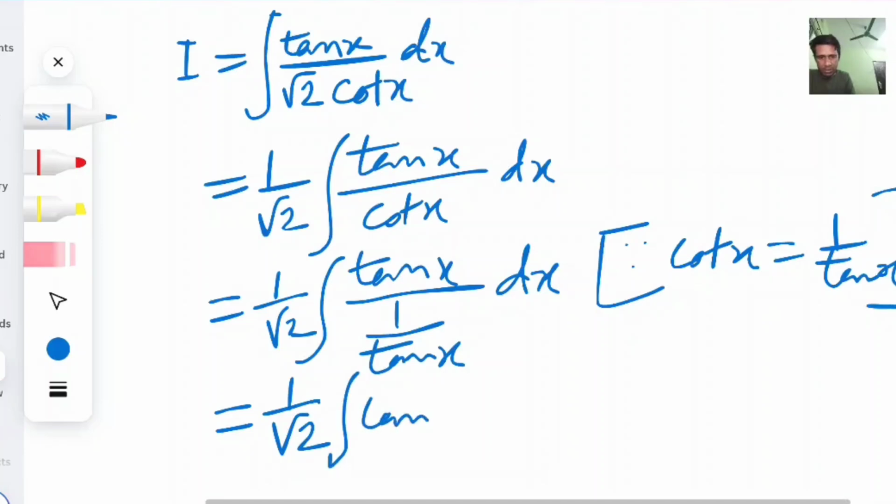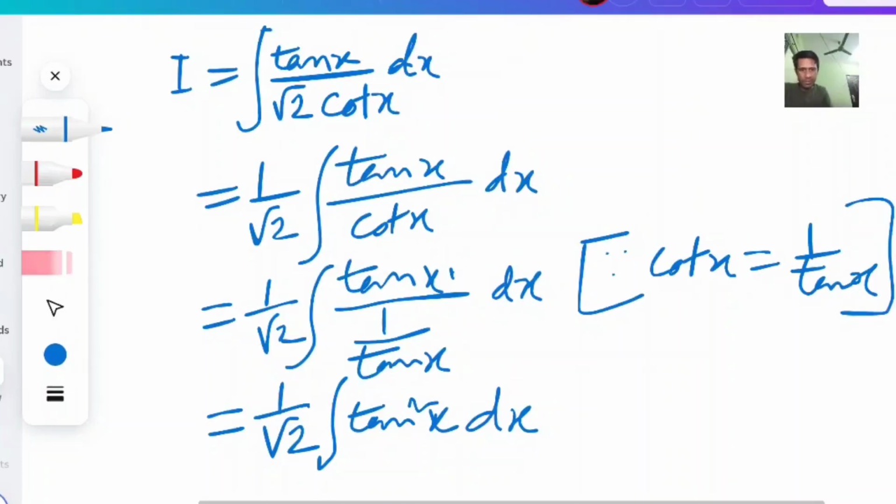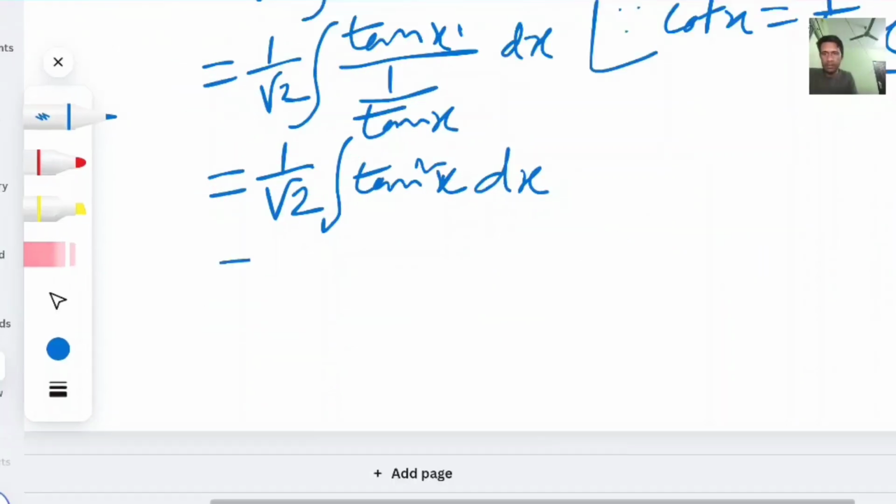integration tan square x dx, because this tan x is going to the numerator, so I have written tan square x. Now equals 1 divided by root 2.